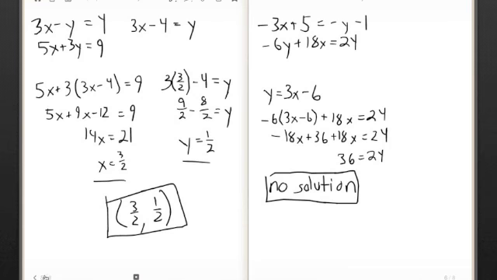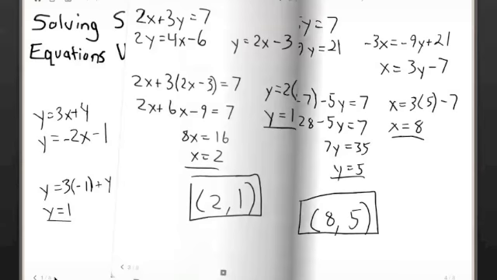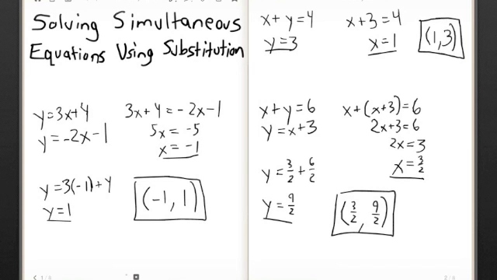So this was only one of two methods for algebraically solving simultaneous equations. Next time we're going to take a look at a different method, the combination method.